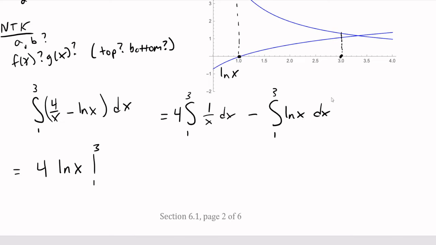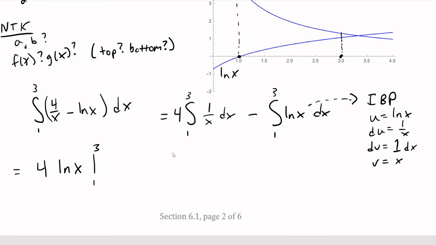This one's much trickier. This is an integration by parts, one of those tricky ones, right? Where u is ln x, du is 1 over x, dv is 1, v is x. So definitely one of those tricky ones to go through. But what you're going to end up getting is minus x ln x minus x. And then that'll go from 1 to 3.